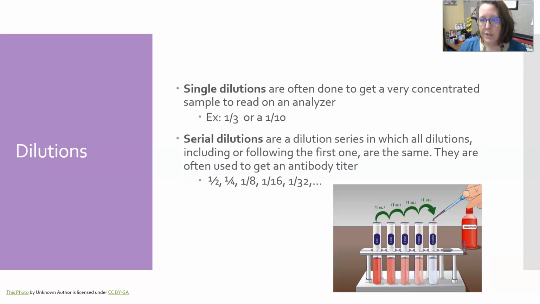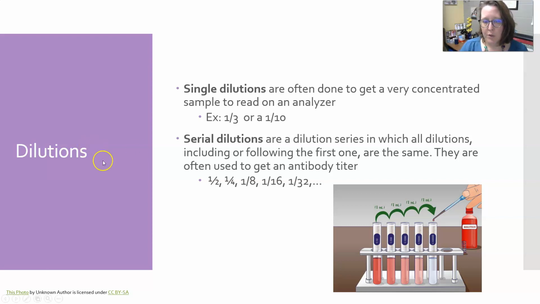You can do single dilutions. They're, again, often done to get a very concentrated sample to read on an analyzer. You could do a 1/3 dilution or a 1/10 dilution, or you can even do a 1 to 100 dilution. Serial dilutions are a dilution series in which all dilutions, including or following the first one, are the same. They're often used to get antibody titer results.